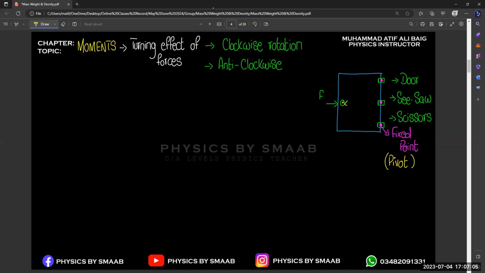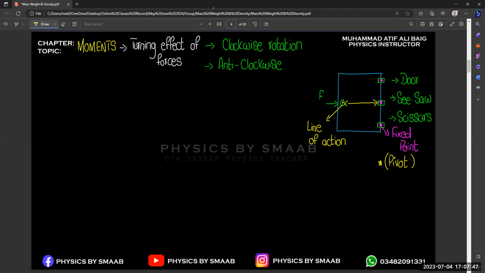If we mark this distance from the line of action to the fixed point, there is a length or distance between the points. This is the point where we apply the force on the door, and it is also known as the line of action. This term is not important, line of action, but the pivot term is very important. Most people write just a point where we apply the force, and most people write line of action. There are different terms, so the line of action term is not much important.